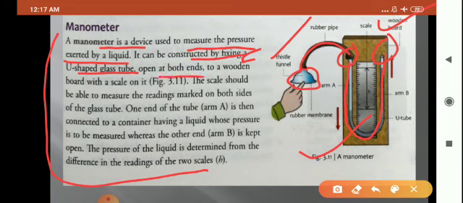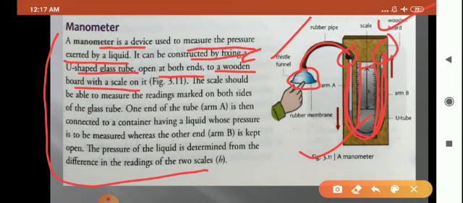Open at both the ends to a wooden board with a scale on it. This U-shaped glass tube is attached to a wooden board with the scale on it. The scale should be able to measure the reading marked on both the sides of the glass tube.